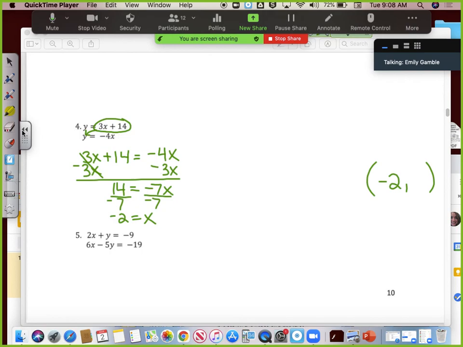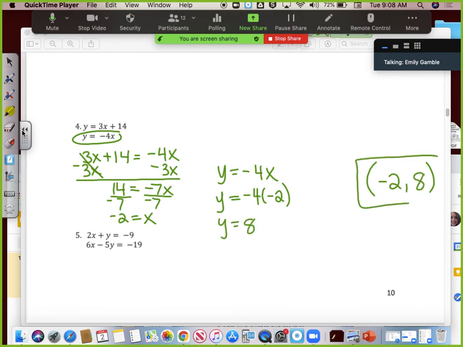Now I'm going to solve for y. Looking at the original equations, y equals 3x plus 14 and y equals negative 4x. I think the second equation is quicker than the first one, so I'm going to use that. y equals negative 4x. I found that x is equal to negative 2. So I replace in negative 2 in for x, and negative 4 times negative 2 is a positive 8. That means that the y value for that ordered pair is at 8.